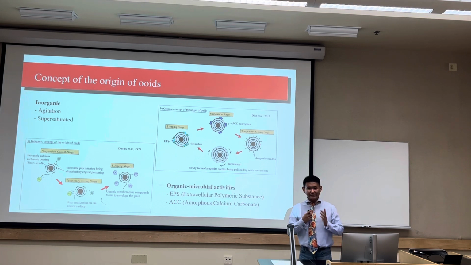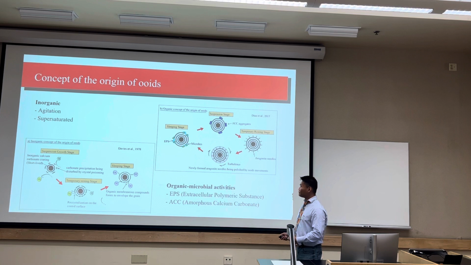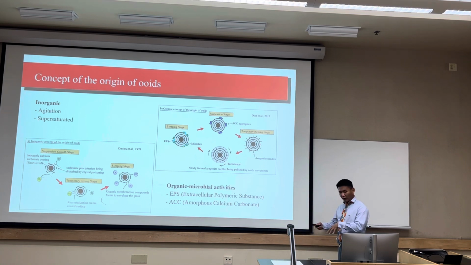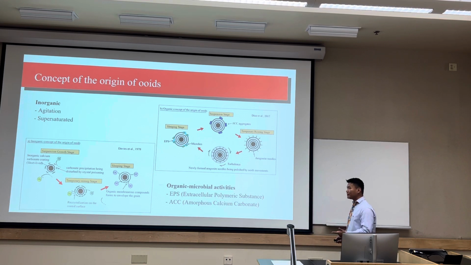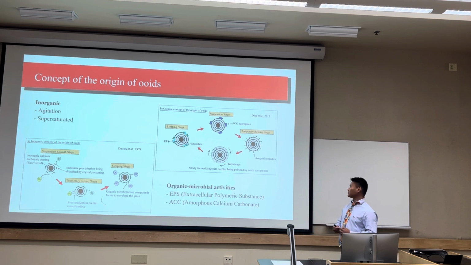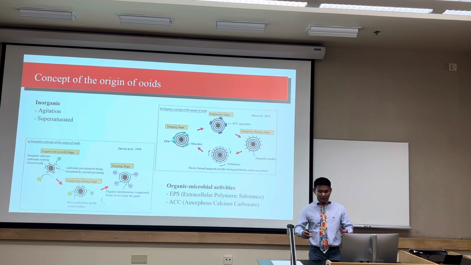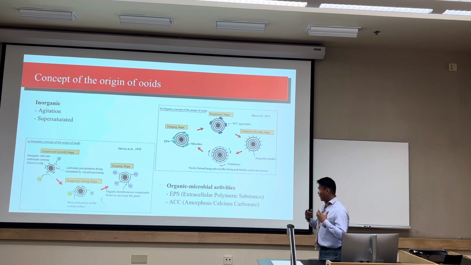The advancement of nanotechnology and the detection of microbial evidence have led to a new hypothesis that ooids can be formed through an organic way. Under the organic concept, two things are very important, which are EPS and ACC. EPS is extracellular polymeric substances, and ACC is amorphous calcium carbonate. These two things are very important when interpreting under the organic concept, because they serve as a medium or a stage for the microbes to carry out their activities.